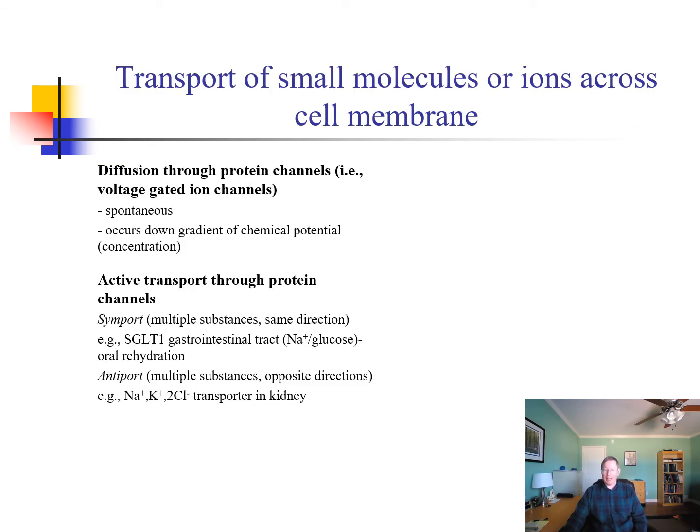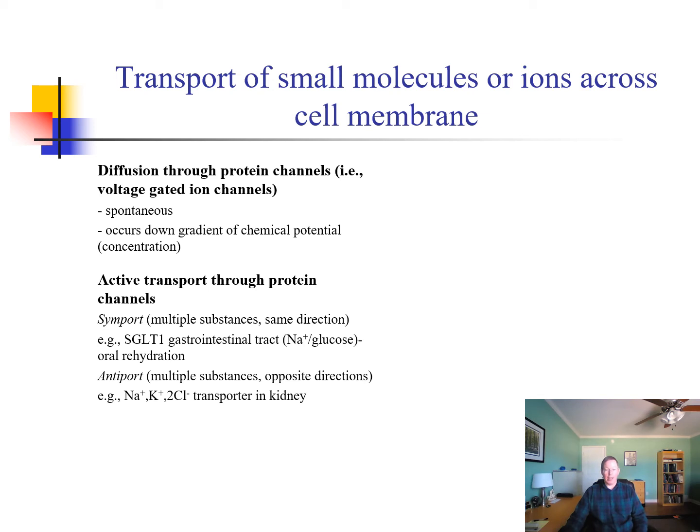I mentioned that I can also transport things other than water, but these can be small molecules or they can be ions. I can have ion channels, for example, that transport ions spontaneously down a concentration gradient. I can have active transport via a symport. A symport is basically a transporter that transports multiple substances in the same direction.